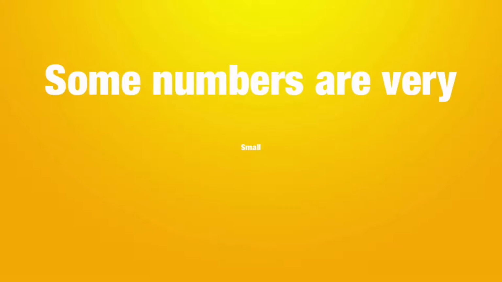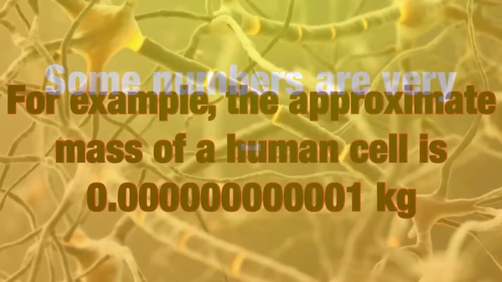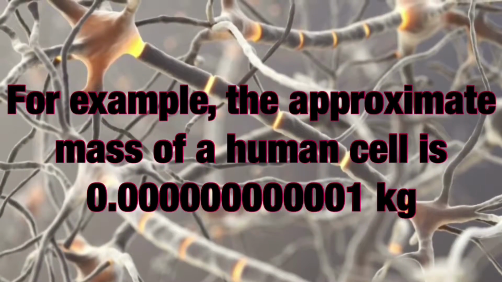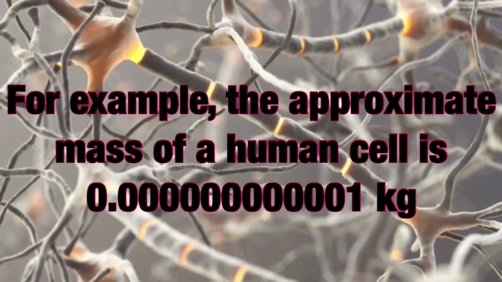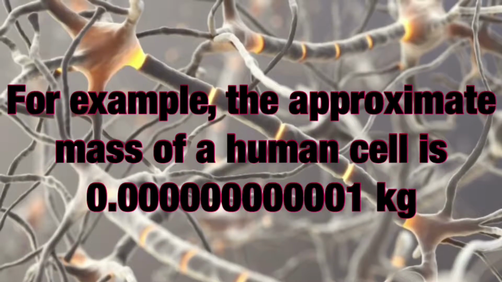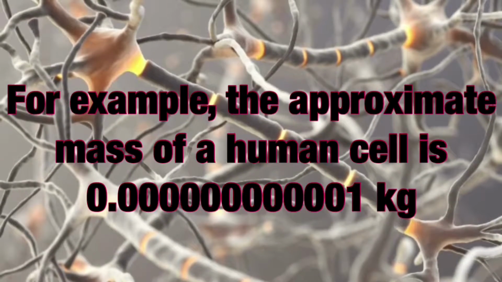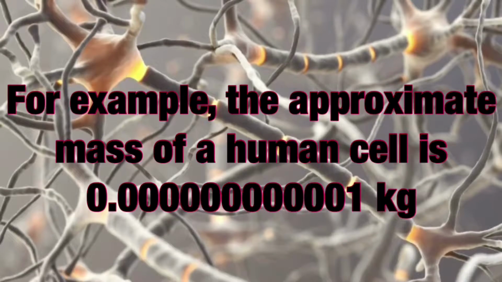Some numbers are very small. For example, the approximate mass of a human cell is 0.000000000001 kilograms.